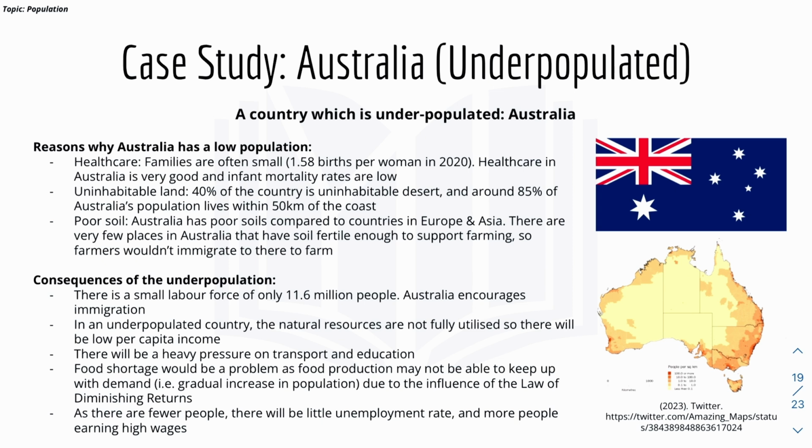Because we saw earlier that 40% of the country's land is uninhabitable desert, which means that they can't grow food or any crops. And as there are fewer people, there will be a low unemployment rate and more people earning higher wages in Australia, which is good for the people living there.